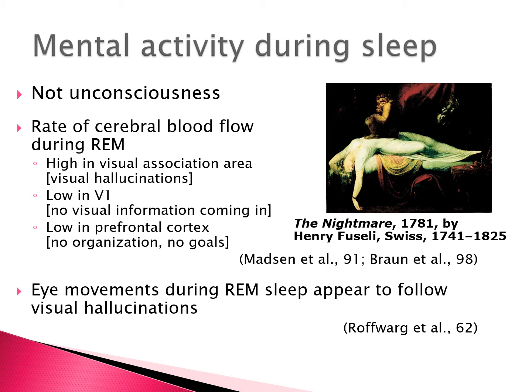I just talked about where we see activity, and the rate of cerebral blood flow, of course, goes to where we have activity. We see this with what we're measuring with fMRIs. So it's high in those visual association areas, as I mentioned, so we're having these kinds of visual hallucinations. It's low in V1, or the visual cortex, because no visual information is actually coming in, and it's low in the prefrontal cortex.